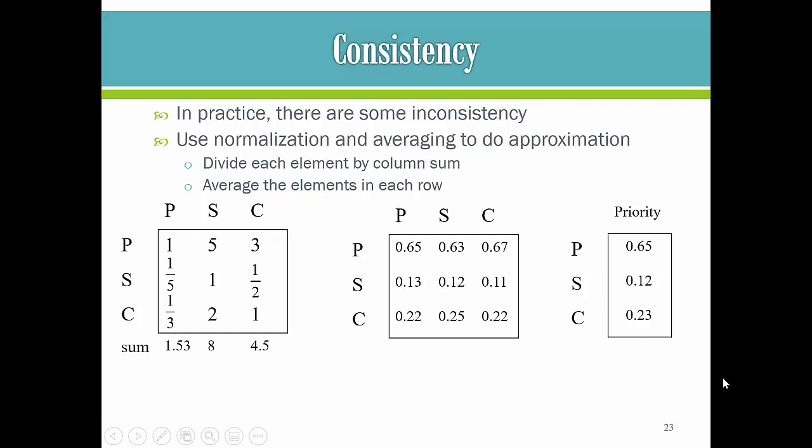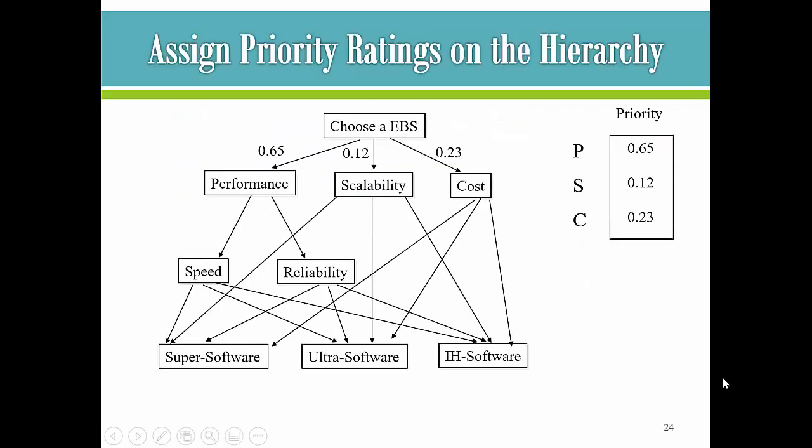Then the next step is to put those numbers in to compute the figure. For example, since we have obtained the relative priority for the performance, scalability, and the cost as 0.65, 0.12, and 0.23, we just put those numbers under the AHP figure correspondingly.